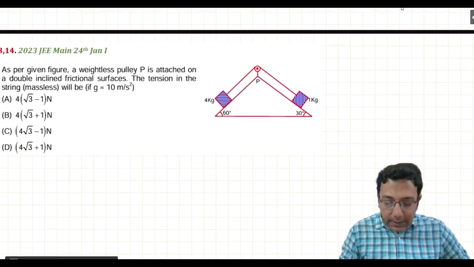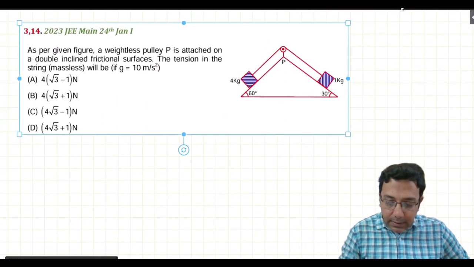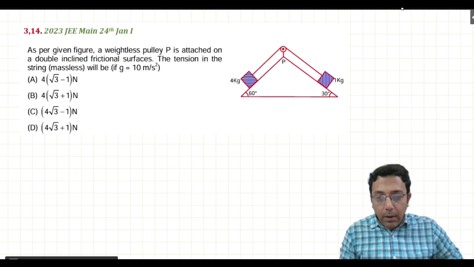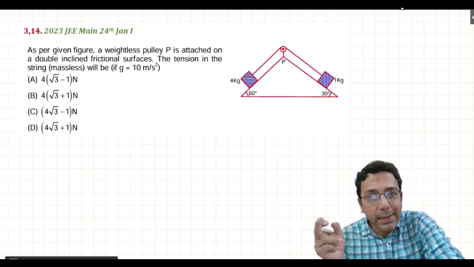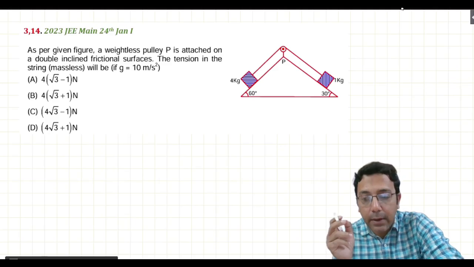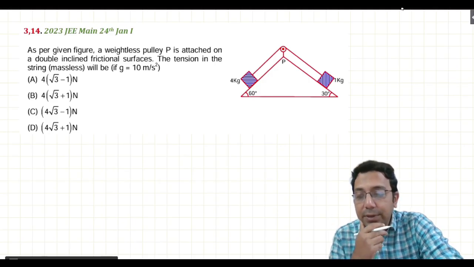Next one is this problem. I'll just take it a little bit to this side. What is given there? As per the given figure, a weightless pulley P, the pulley is at the center top. The weightless pulley P is attached on double inclined frictional surfaces. Okay, friction will be there. The tension in the string we are to find out. How to find the tension in the string?